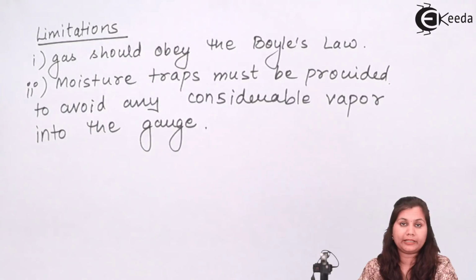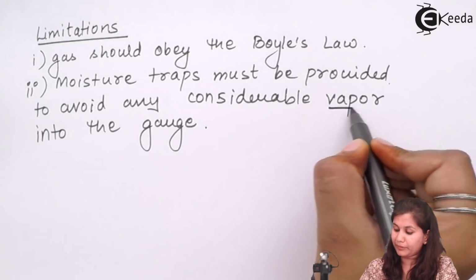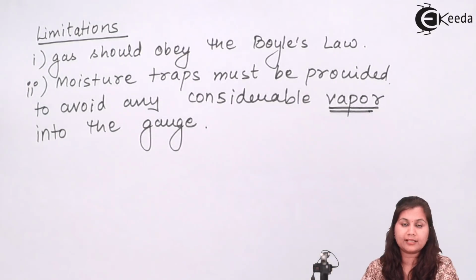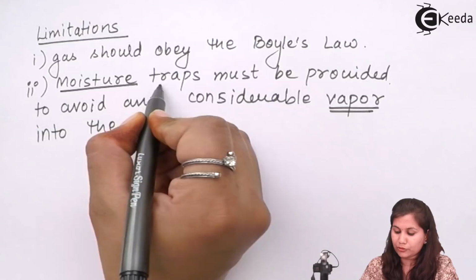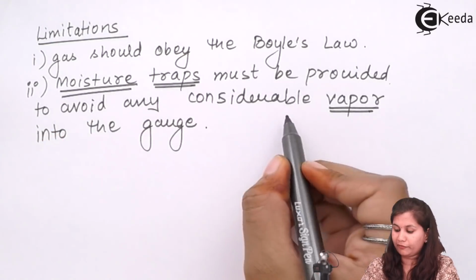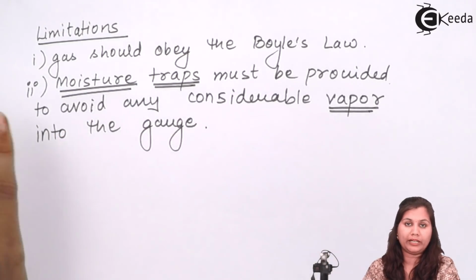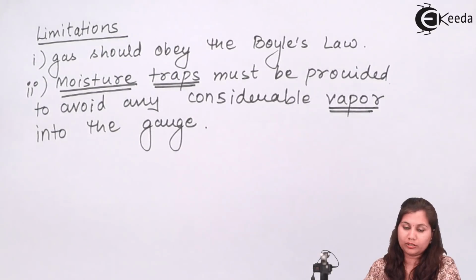In the McLeod gauge we are considering the pressure and the volume of the gases. So if by any means the pressure and volume are changing, that is going to affect the readings of the McLeod gauge. If vapors are present in the gas, those vapors are going to affect the readings. So moisture traps should be used so that vapors are prevented from entering the McLeod gauge.